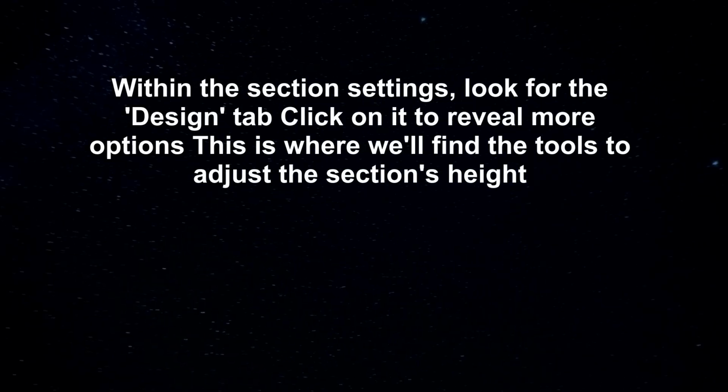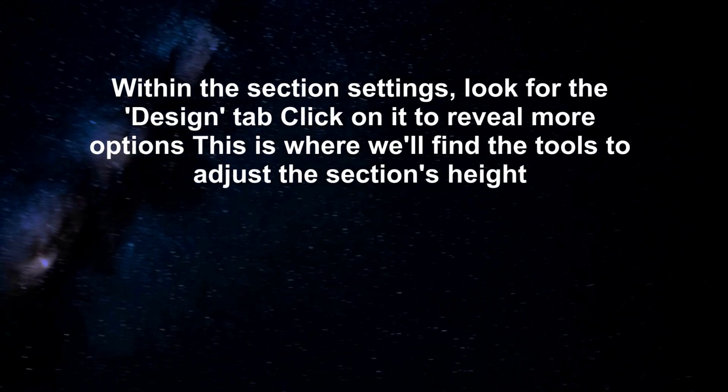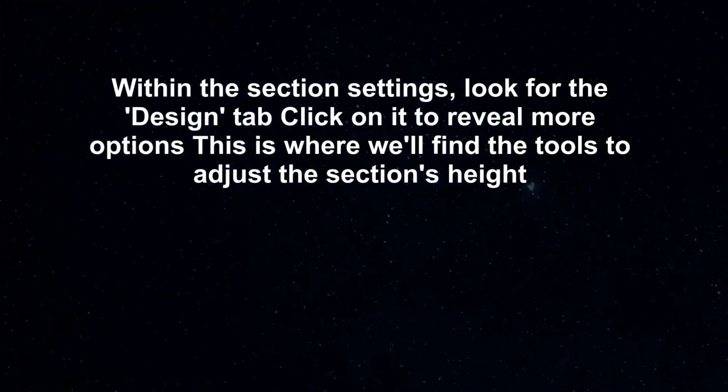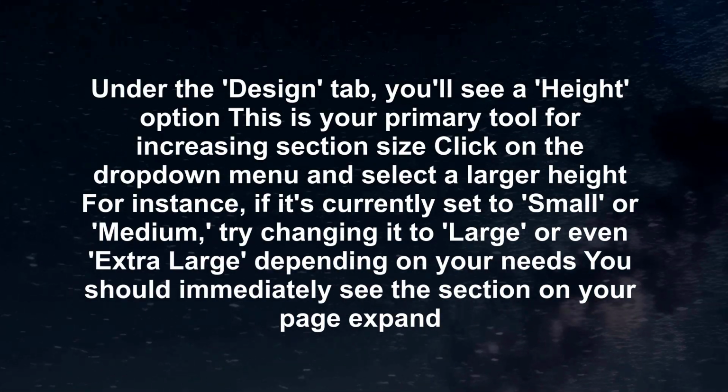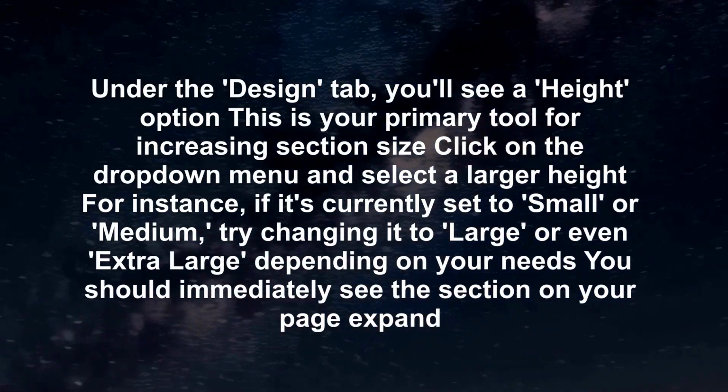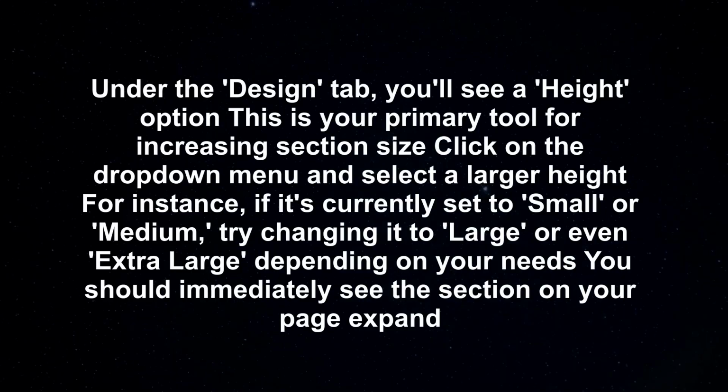Within the section settings, look for the Design tab. Click on it to reveal more options. This is where we'll find the tools to adjust the section's height. Under the Design tab, you'll see a height option. This is your primary tool for increasing section size.